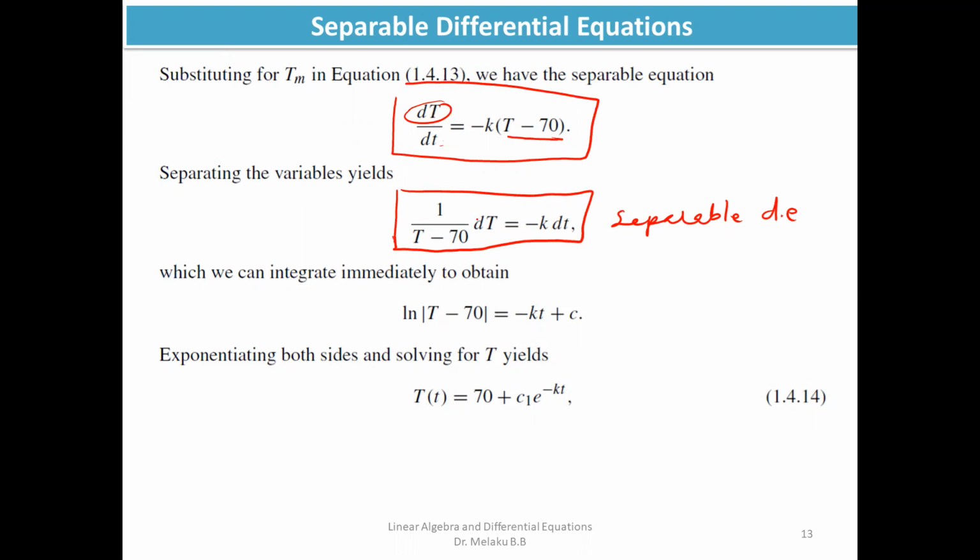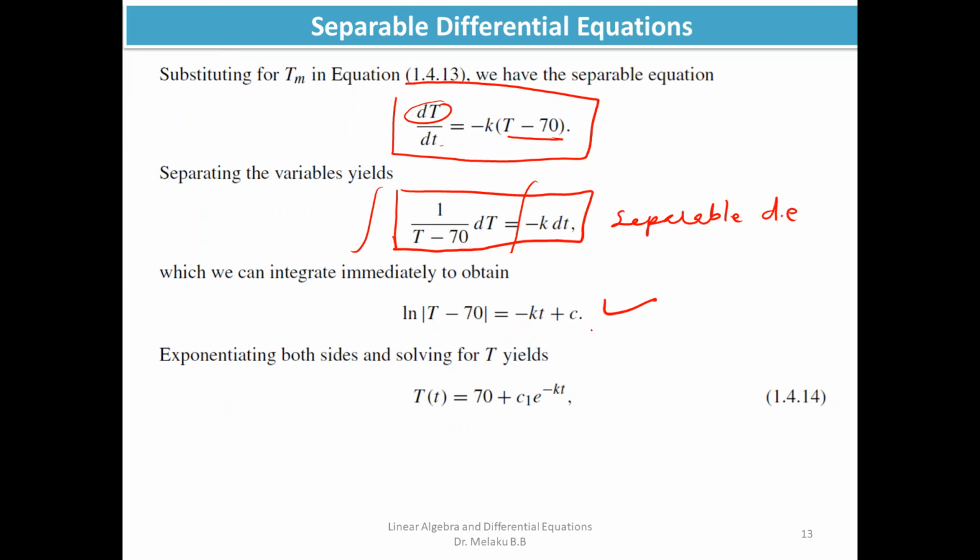Therefore, to find this, we have to integrate both sides. Upon integrating both sides, this will be ln of the absolute value of T minus 70, and this will be minus kt plus c. That's true. And if we take the exponent of this, T minus 70 will be the same as e raised to minus kt plus c.